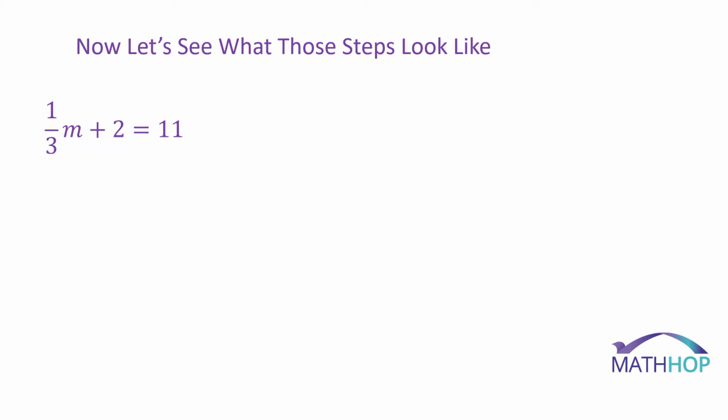All right, now let's see what these steps look like. We said we were going to take care of 2 first, so let's do that. Let's subtract 2 from both sides. The left side, that leaves us with 1/3 m, because remember, 2 minus 2 is 0. There's nothing here. So 1/3 m equals 9. Now, we are going to multiply both sides by the reciprocal.